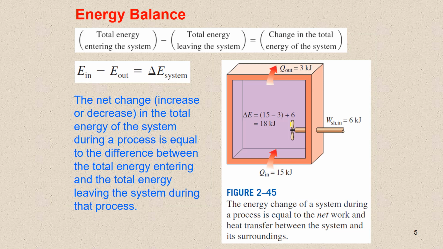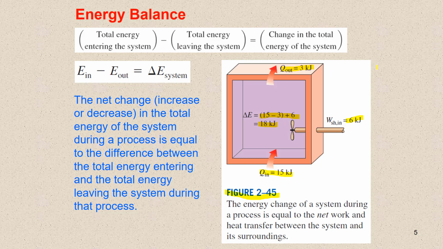We can extend the discussions that we had thus far to systems that involve various heat and work interactions simultaneously. For example, if a system gains 2 kilojoules of heat during a process while 6 kilojoules of work is done on it, the increase in the energy of the system during that process is 18 kilojoules, as you can see in figure 2-45. That is, the change in the energy of a system during a process is simply equal to the net energy transfer to or from the system.